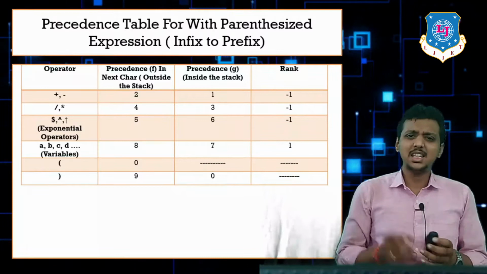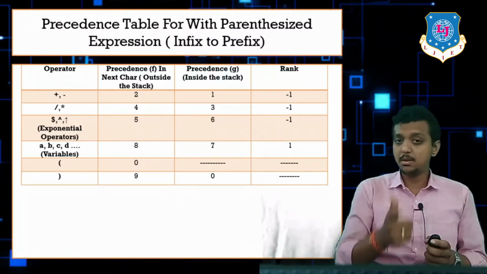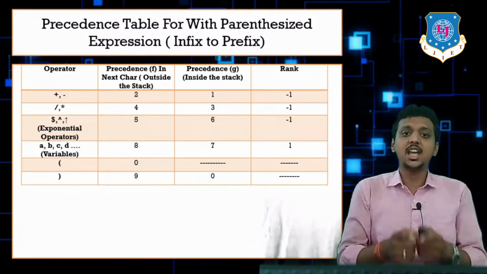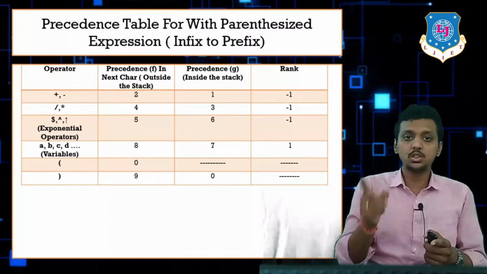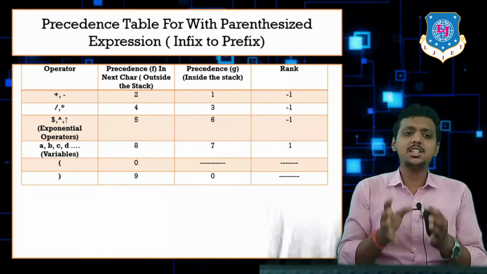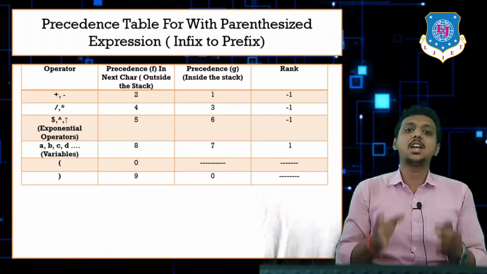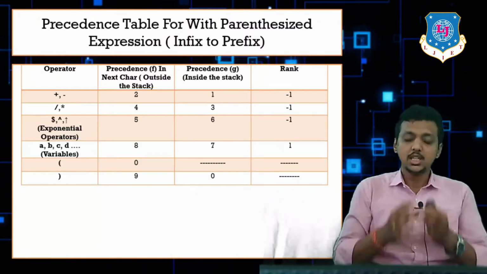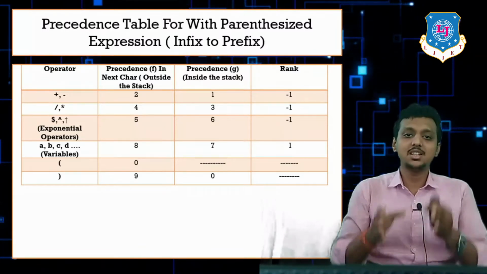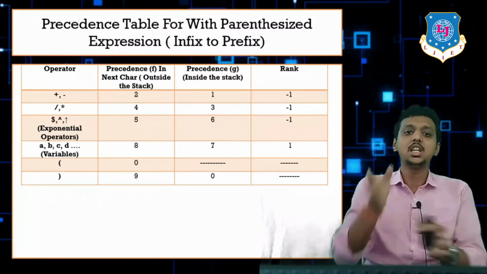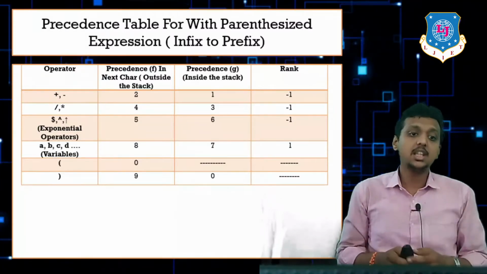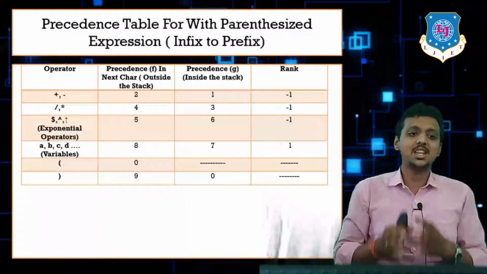Students, as you can see, if you remember the precedence table for the infix to postfix conversion, then you will get a better idea. At that time it goes like this: 1 2 3 4 5 6 7 8 9 and 0. But here the precedence table is a little bit different. It's totally the vice versa of the postfix conversion. Okay, so here the precedence outside the stack and the precedence inside the stack are totally reversed compared to postfix.